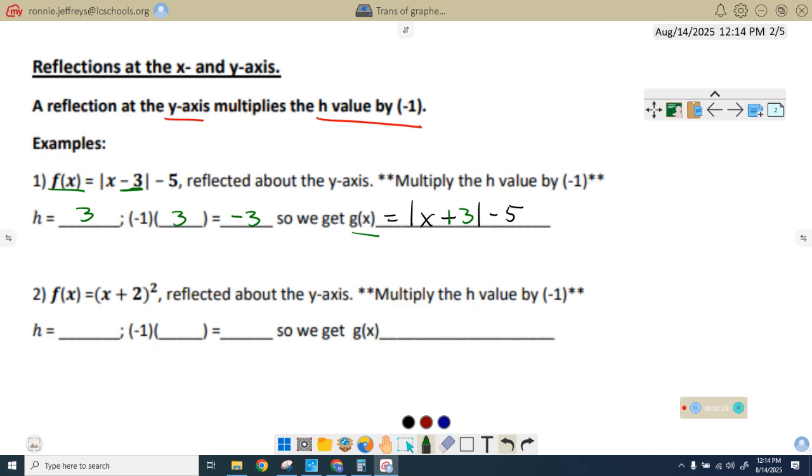Now, some people say, but Miss Jeffries, can you just change the sign of h? Yes. Some people can understand that they just take whatever was up here and change the sign. Some people need to take that out, multiply it, and do this. Either way, if you understand what we're doing, I'm good to go. Right here, this would be the opposite of +2, so this would be -2. So if we multiply -2 and -1, we get +2.